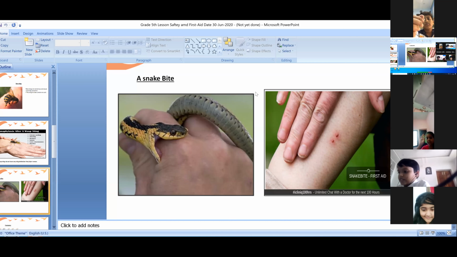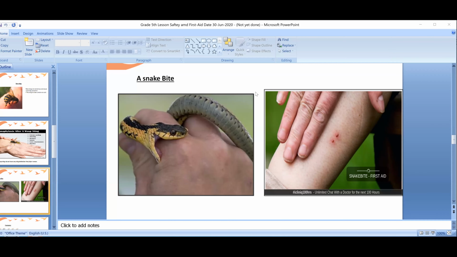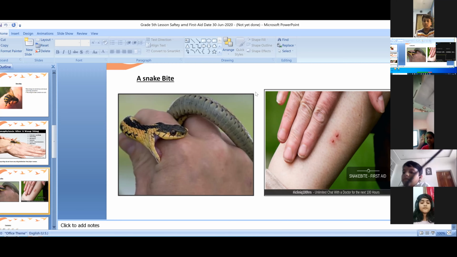Okay, so we can find these snakes near the forest and even in the farms also. They come to the farms to eat the rats. Yes, ma'am, usually rats. When we are doing farming also, it will come, ma'am. During farming also it will come.